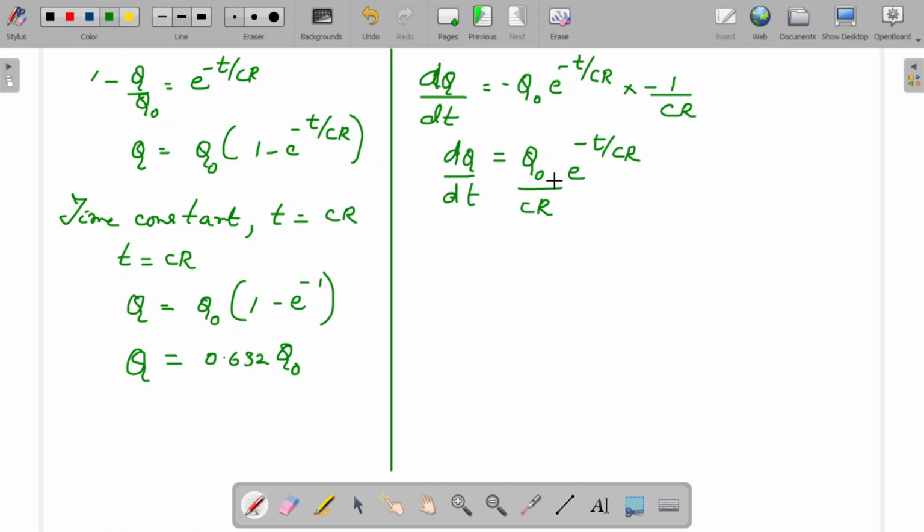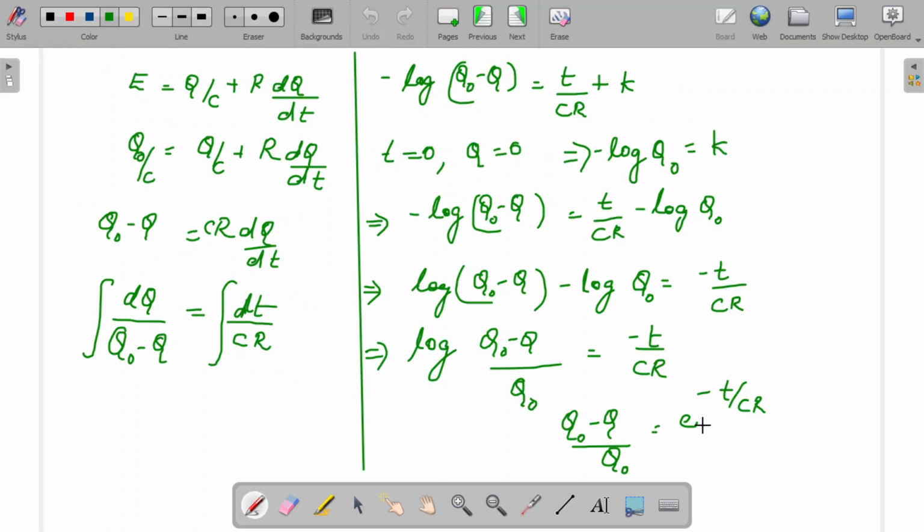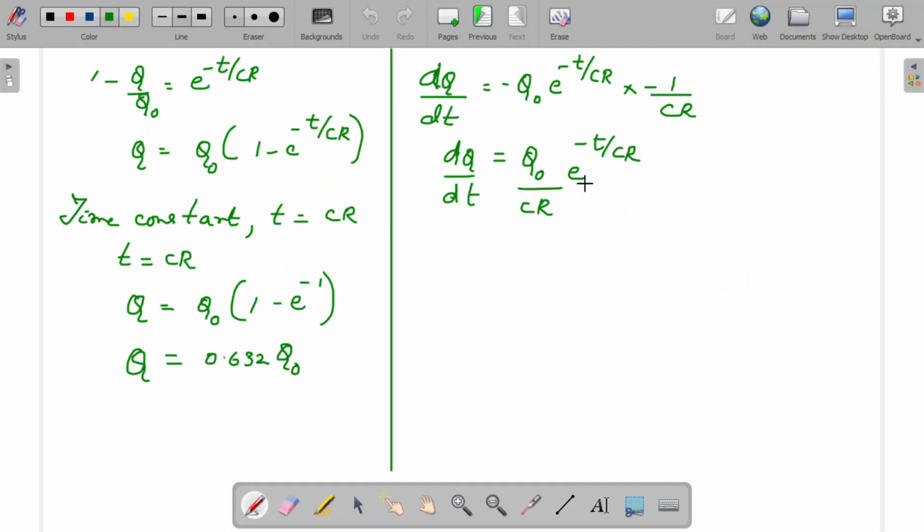Then, q0 into e raised to minus t by CR is actually q0 minus q. So I can substitute that here. That is, q0 into e raised to minus t by CR can be substituted as q0 minus q, divided by CR. Okay, so that is actually dq by dt.